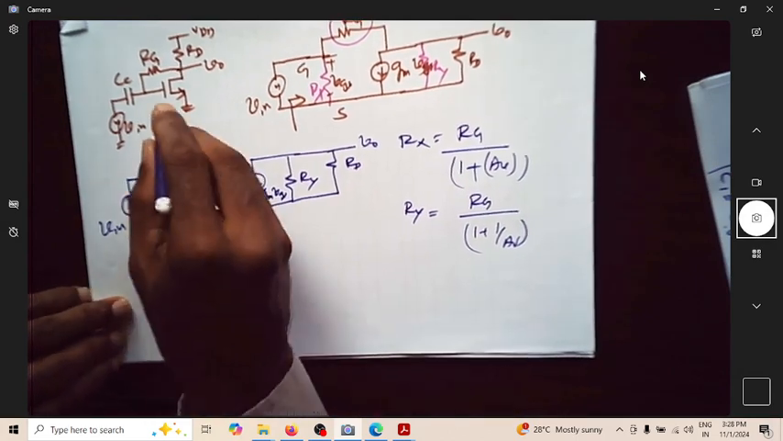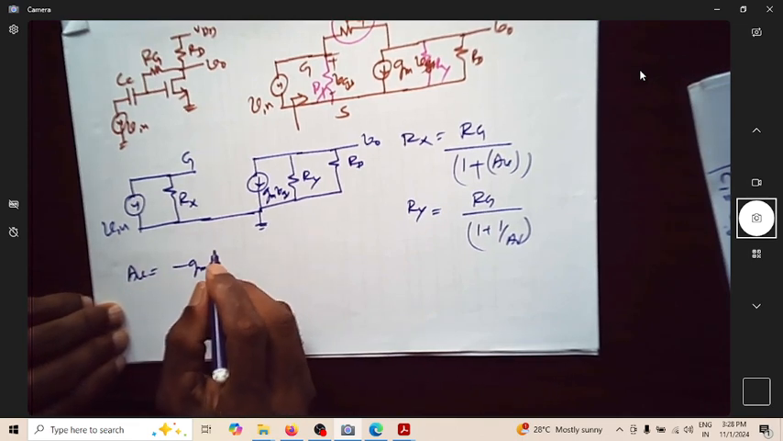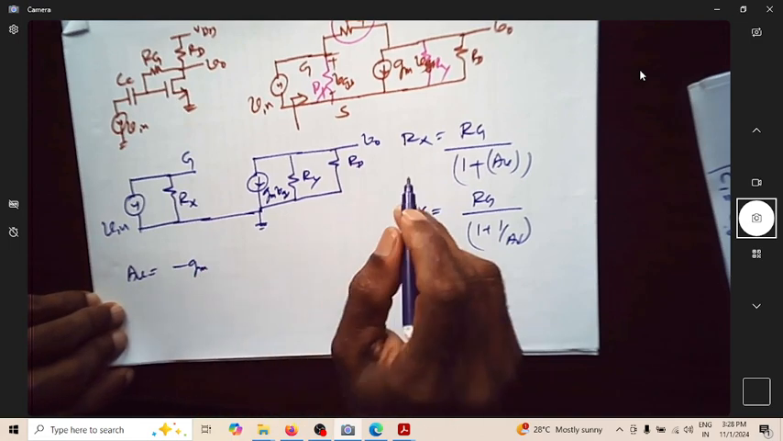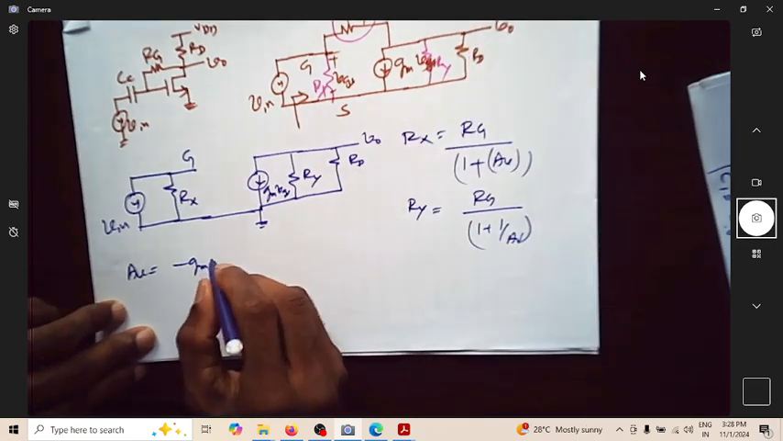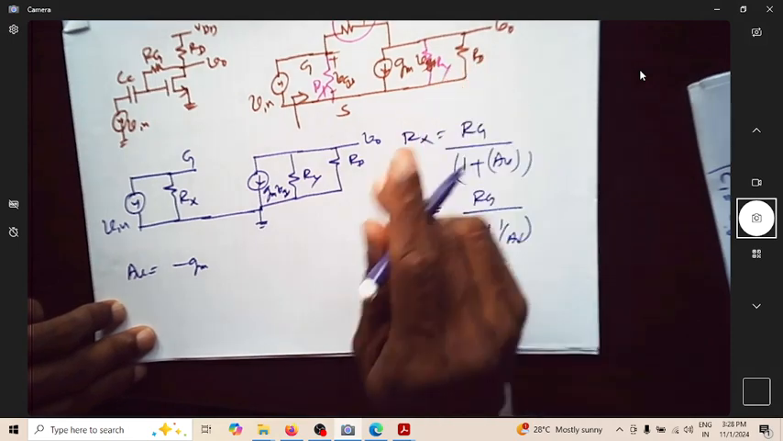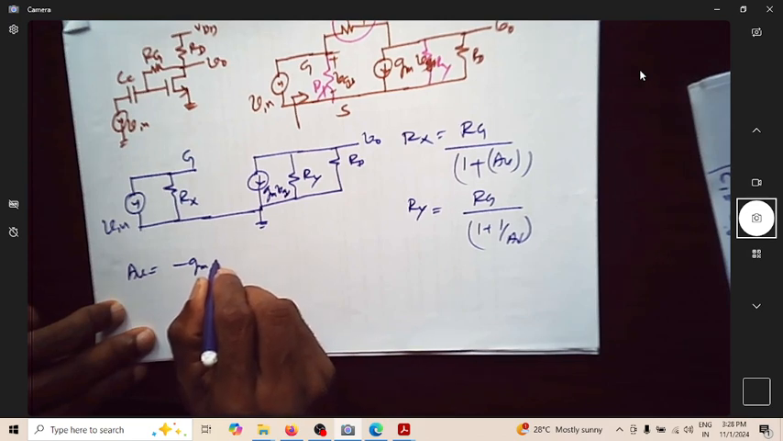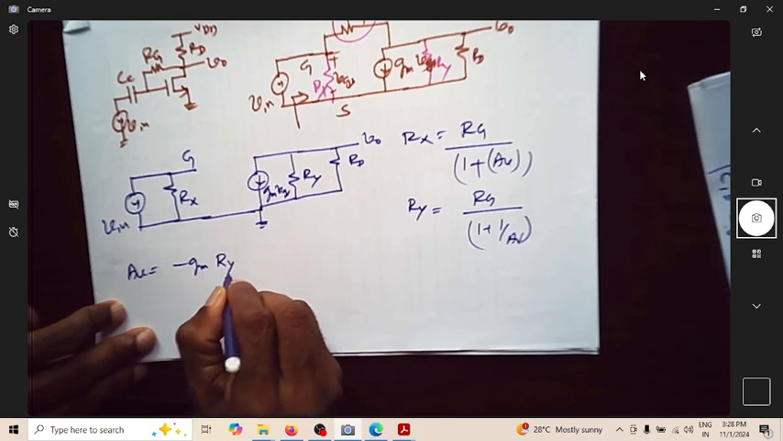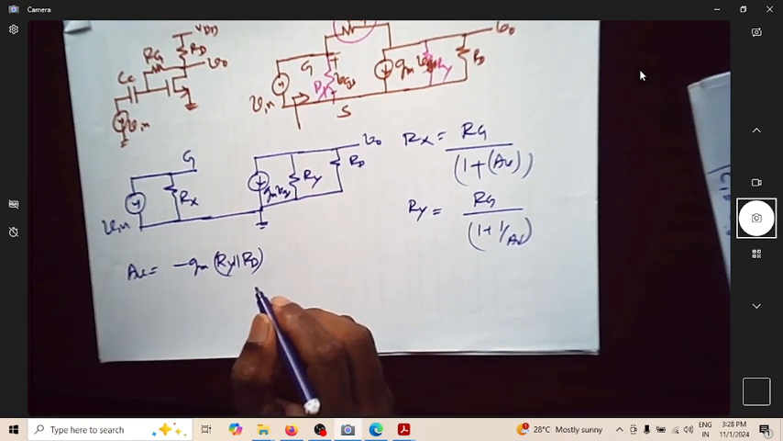So what is AV here? AV in this case is equal to minus gm into the gain of the amplifier. So the gain of the amplifier is Ry in parallel with Rd. So this is the value of the gain of the amplifier.